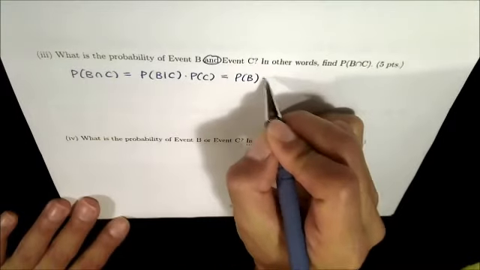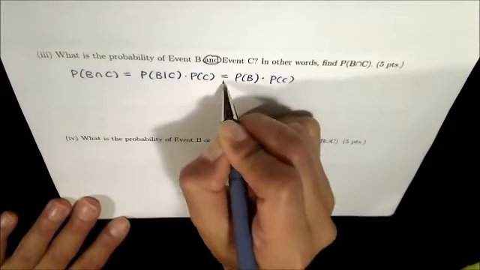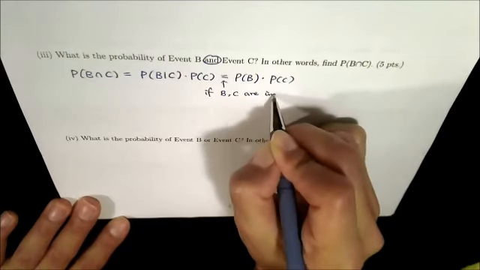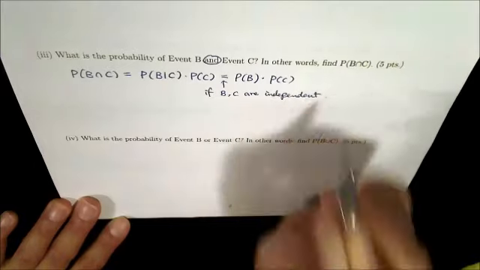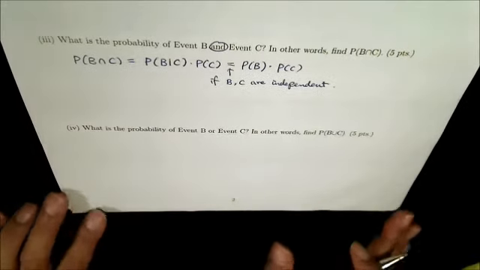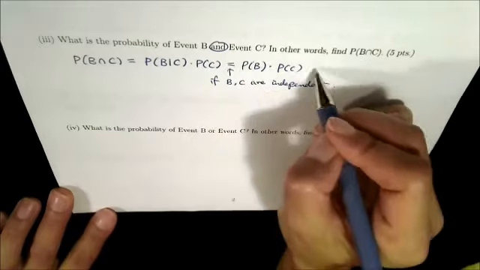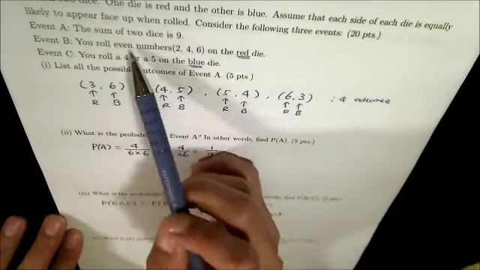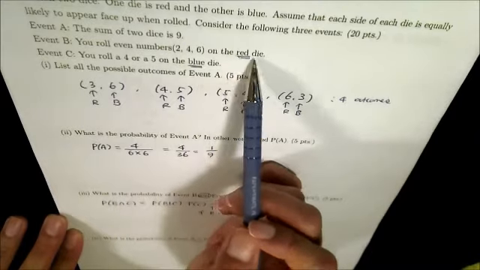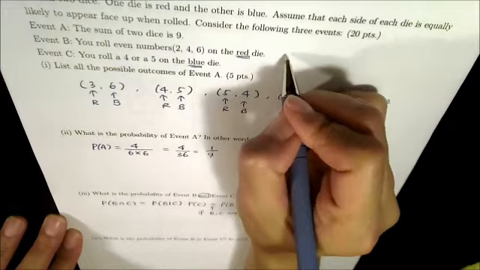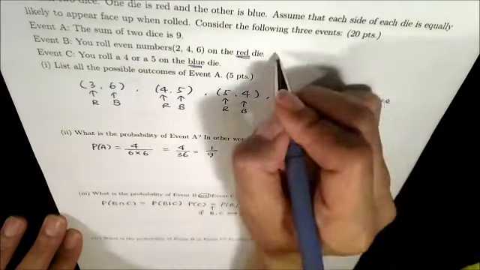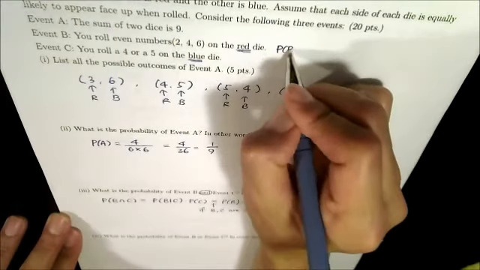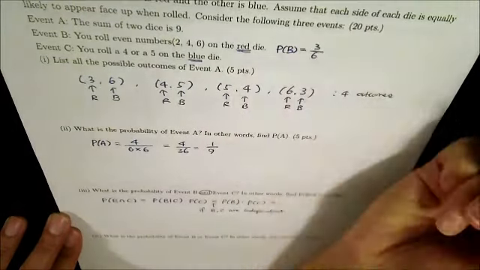So this becomes probability of B times probability of C. Only if B and C are independent. Right? Okay. Then what is the P of B? Again, the event B is what? You roll even number 2, 4, 6 on the red die, right? So 3 numbers out of 6, right? So probability of B is 3 out of 6, right?